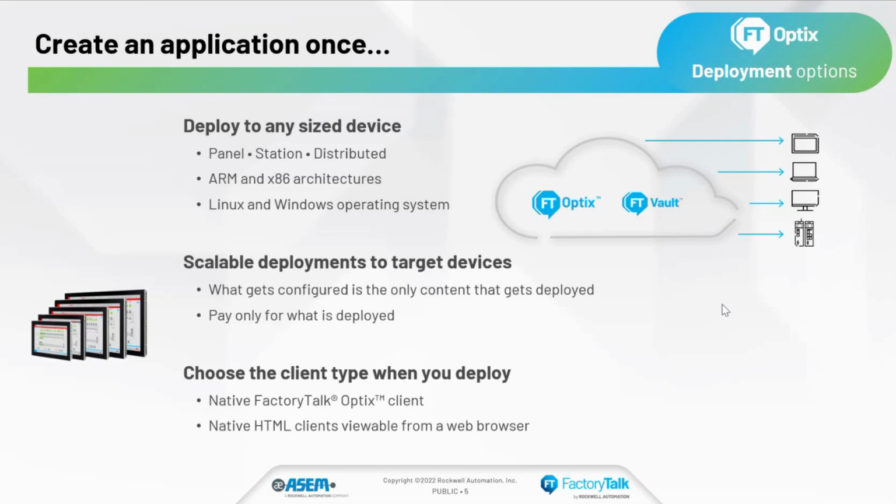It is a modular platform. So essentially, you build your own HMI using FactoryTalk Optix. You build your HMI application, so there are no extra features that you pay for that you're not going to use.